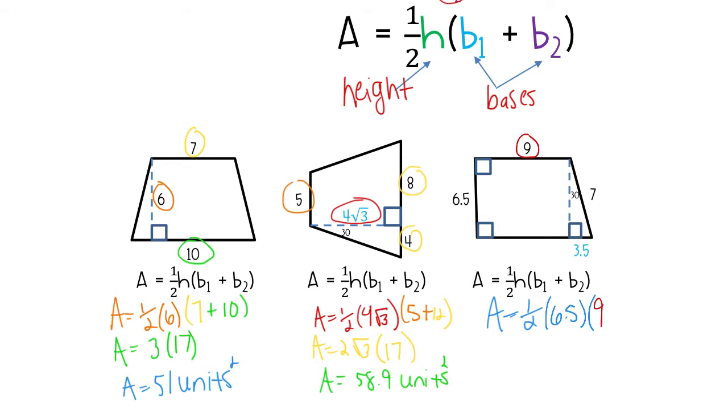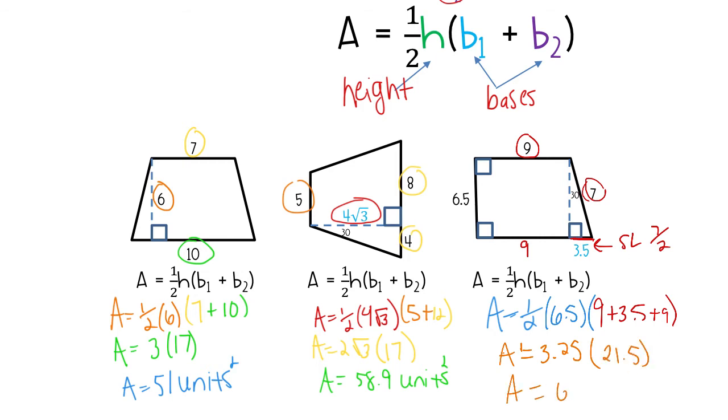What I do need is this length right here. If the hypotenuse is 7, the short leg is half of 7, which is 3.5. And then I forgot about a part. This length is 9. So 3.5 plus 9. So multiply all these together. Let's combine like terms of parentheses. The area is equal to half of 6.5, which is 3.25. 9 plus 3.5 plus 9 is 21.5. That area is 69.9 units squared.